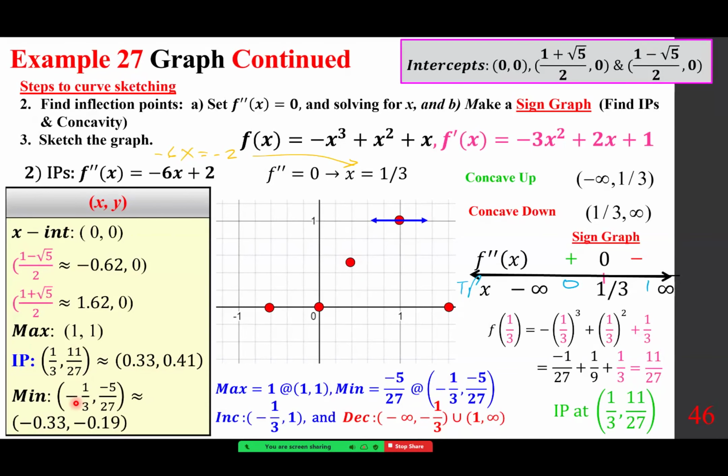And the minimum takes place at negative 1/3, negative 5 over 27. Again, I go with the approximation for the sake of the graph. So minus 0.3 somewhere here, minus 0.2 somewhere here. Put them together, you have that.